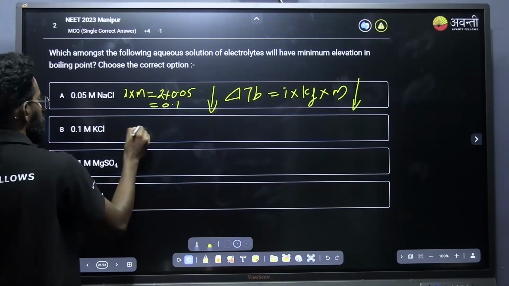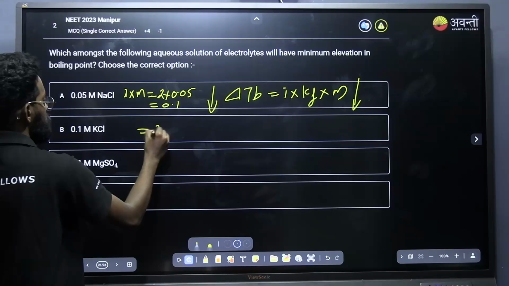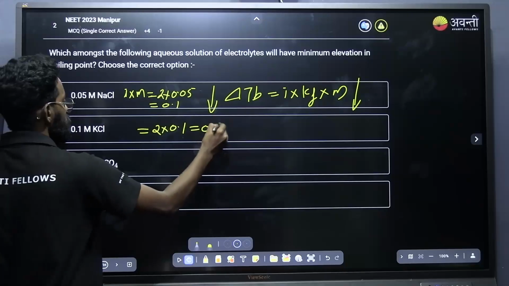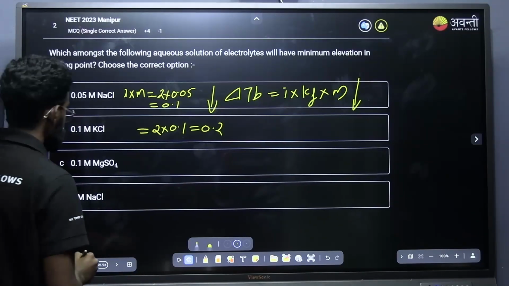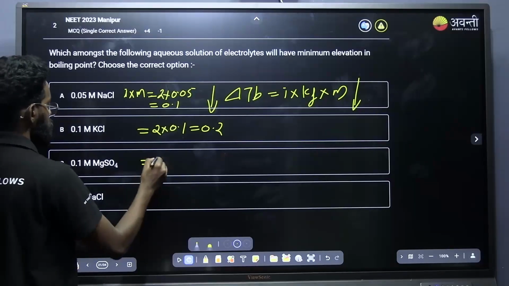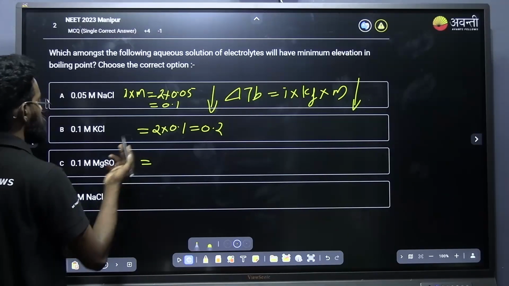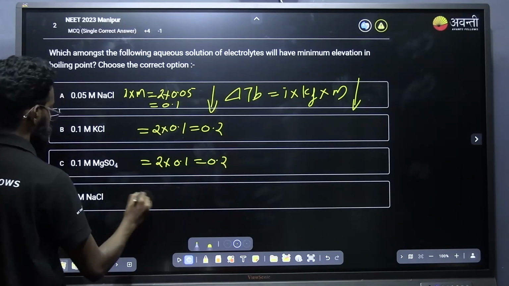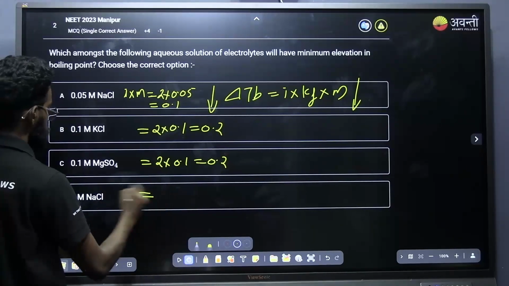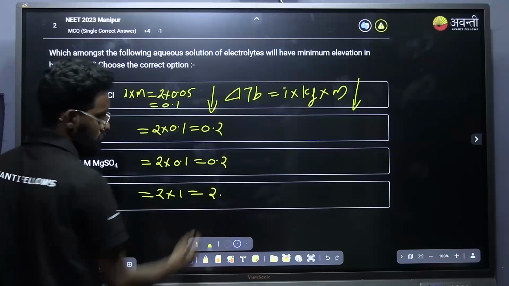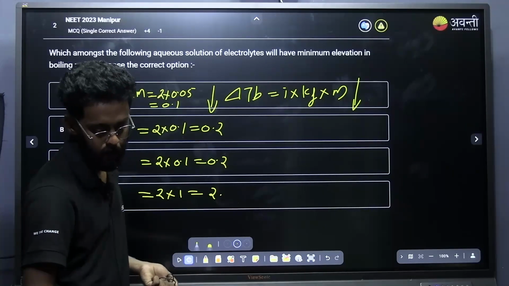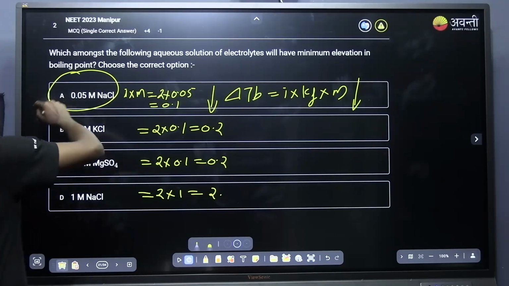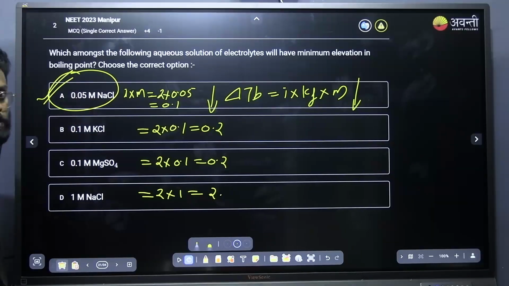Next one, what is i into m value? KCl also will be dissociated into 2 ions, so 2 into 0.1, which is equal to 0.2. For 0.1 molar MgSO4, MgSO4 will be splitting into Mg2+ and SO4 2-, so it is also 2 into 0.1, which is equal to 0.2. Here 1 molar, that is 2 into 1, which is equal to 2. So among these, the one having the lowest i into m value is having minimum elevation in boiling point.